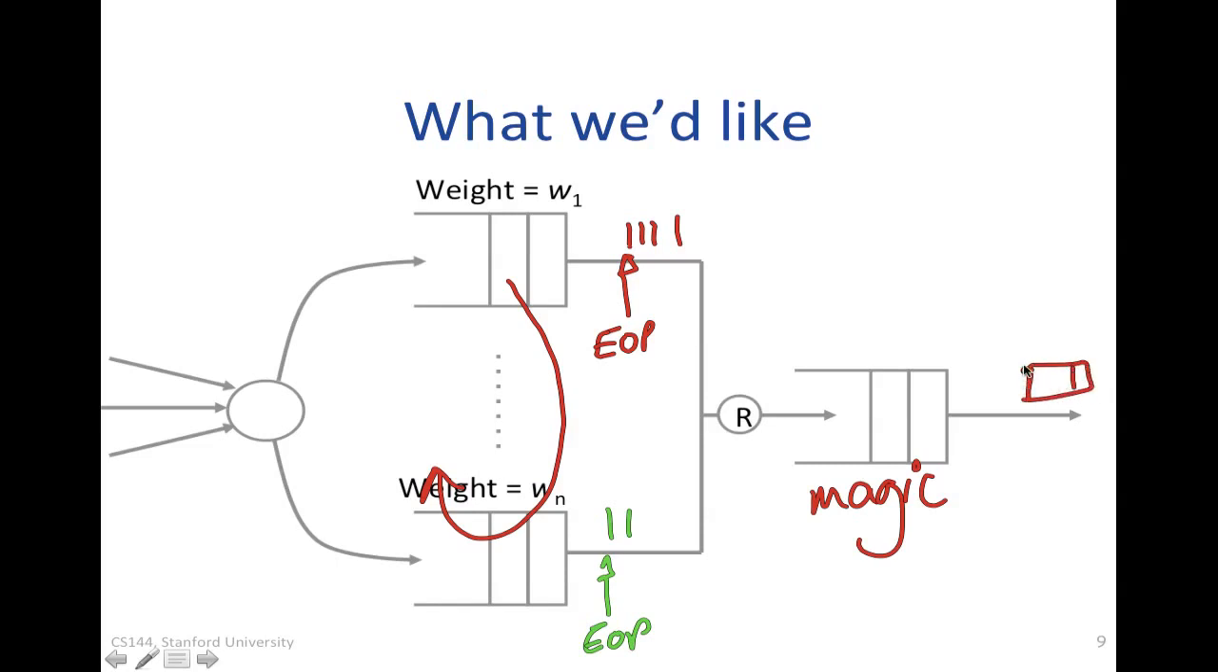So that's what this magic queue is going to do. It's going to turn those bit by bit into packet by packet. And so this will be the end of packet bit here, and this is the end of packet bit here. But this is recognizing that we can't send them out as bits. We wait until a full packet is accumulated and then send them out.